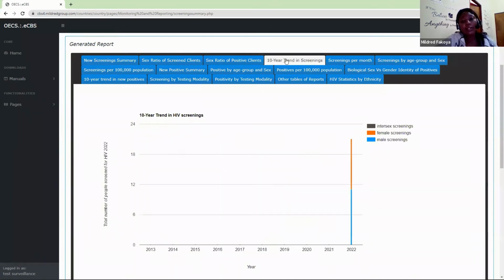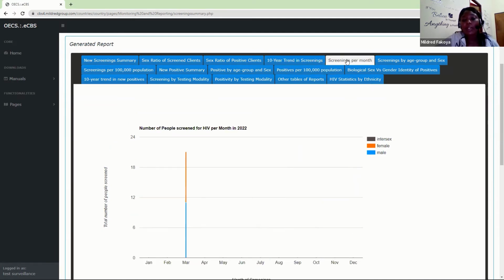The system also calculates a 10-year trend in HIV screenings. And if you have records for the last 10 years, it is automatically going to give you the trend like this. If you do not have records for the last 10 years, it will give you just for the current year that you have. Then it also disaggregates this screening by the months of screenings.